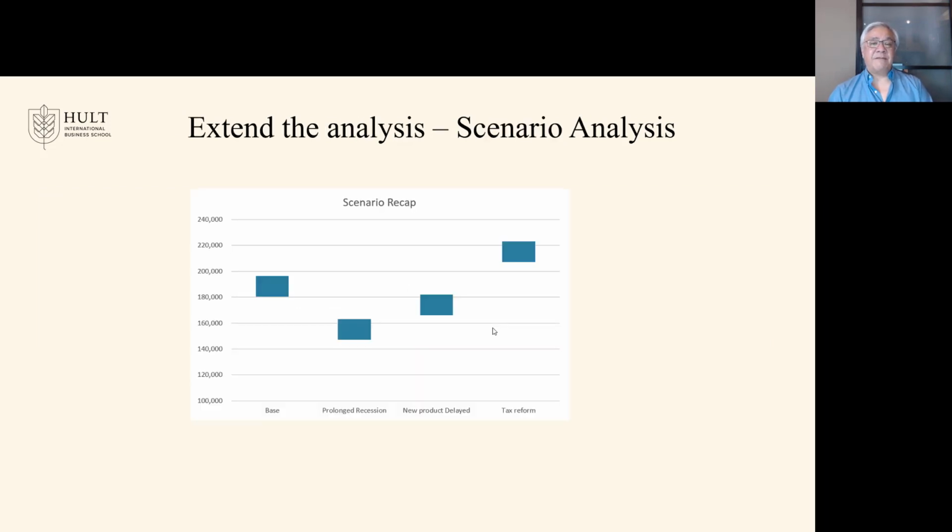The second type of extension analysis is scenarios. Here we have our base case on the left, and we estimate what would happen if there's a prolonged recession. That's going to reduce the value of the company. Next is what would happen if we fail to deliver new products on time. That also would reduce the value of the company. And on the high side, what happens if we have some tax reform and the rates go down? Therefore, all our free cash flows would rise. Obviously increase the value of the company.